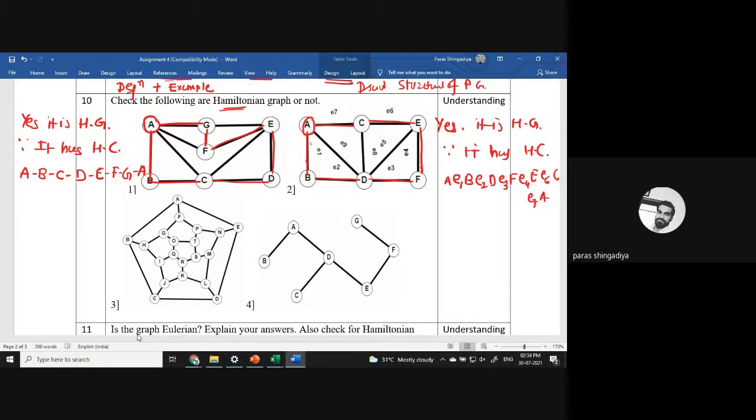Okay, so what is your answer? All of you have checked it? Yes, only three to four students have replied with the answer. What about the other students? Nice. It is a Hamiltonian graph. Good. Okay, so let's check why it is a Hamiltonian graph.